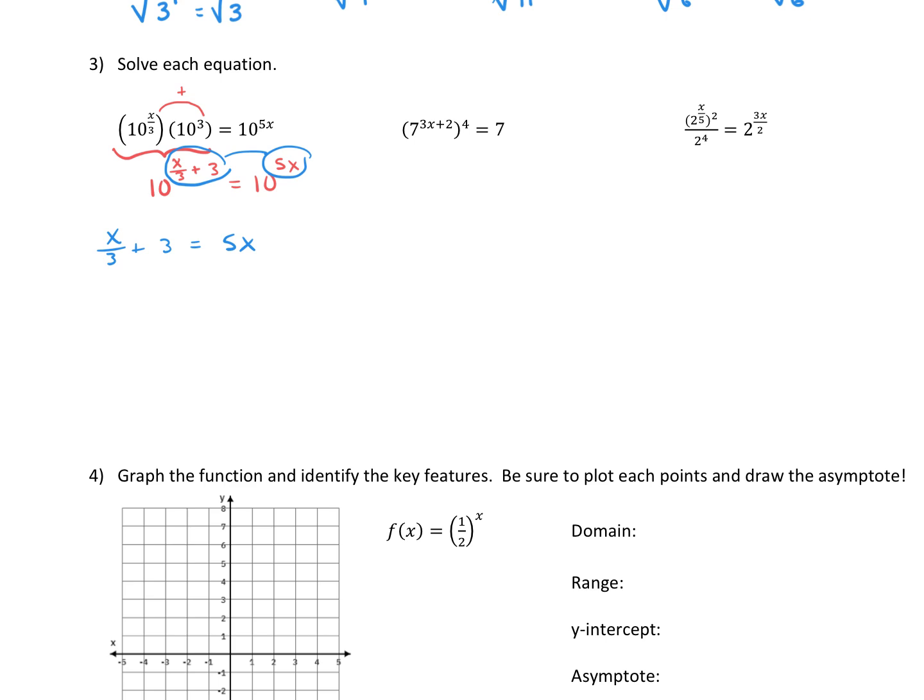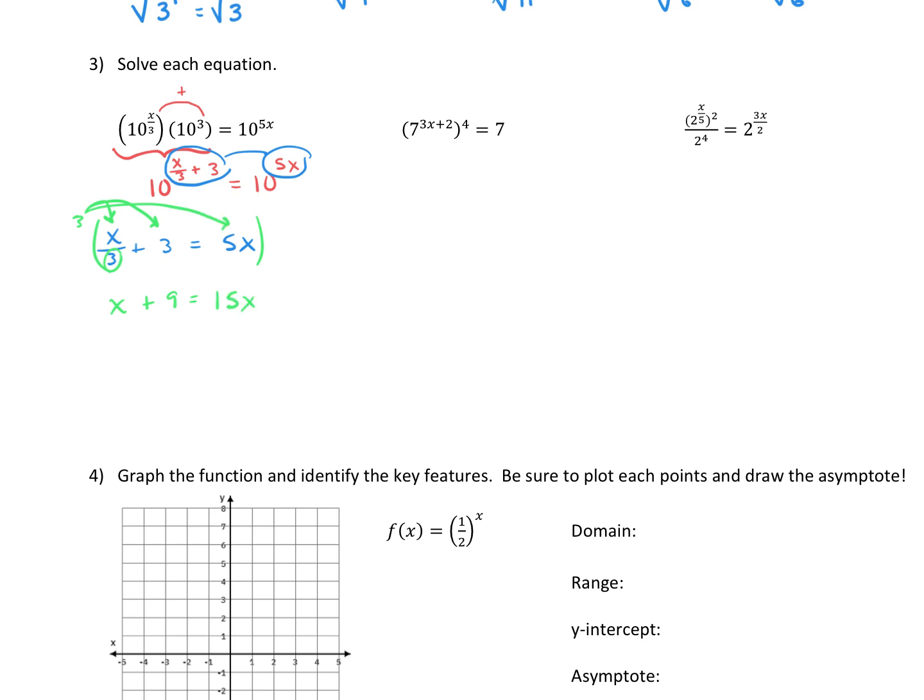So for this problem, first thing I notice is we have a fraction. I'm going to get rid of the fraction by doing our fraction trick. We can multiply everything by the denominator. So 3 times x is 3x. 3x divided by 3 is just x. 3 times 3 is 9. And 3 times 5x is 15x.